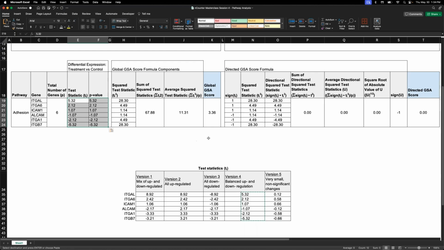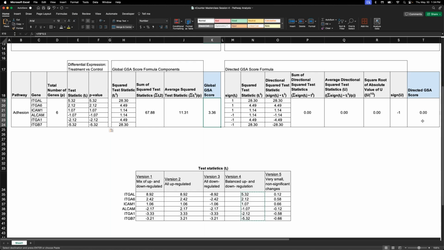Okay, so global score, as expected, this is positive. It's always going to be positive. We get a value for the global score. It's basically the average of all of these squared t statistics. It's 3.36. But on the directed side, did you guess that this value was going to be 0? Maybe you did, maybe you didn't, but the value is 0.